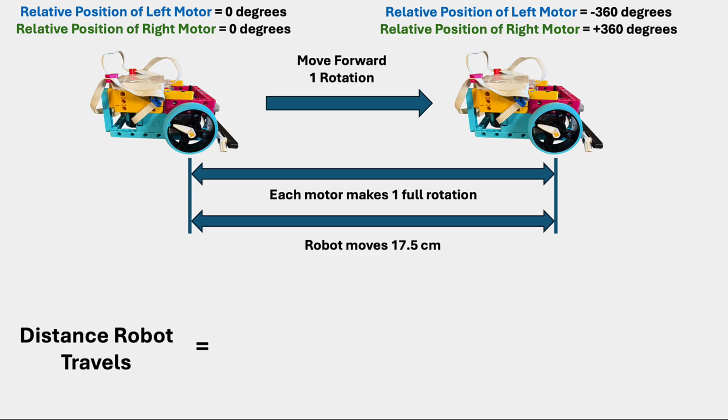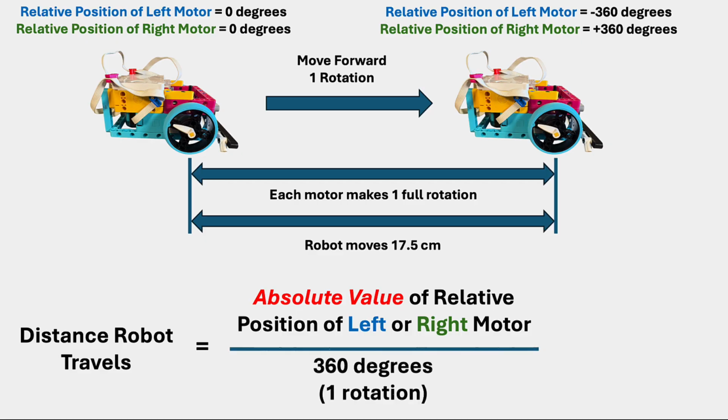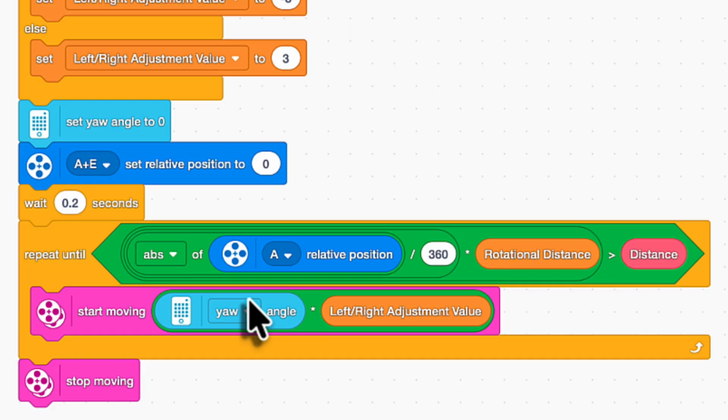That means we can now calculate the distance the robot has traveled based on the absolute value, which means remove the negative or positive sign, from either motor. Divide it by 360 degrees. Therefore, you'll find the number of rotations, and you multiply it by the distance traveled in 1 rotation. And that's why we get this equation. It's the absolute value of the relative position of motor A. You could easily put the other motor as well. Divide by 360 times by the rotational distance. And that will tell you how far the robot has traveled.